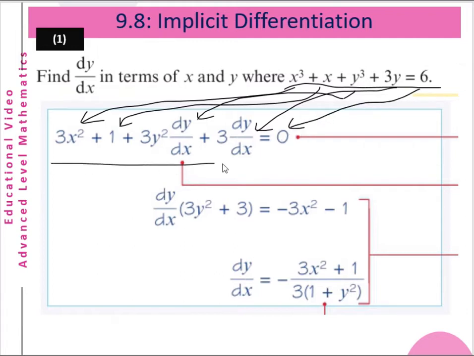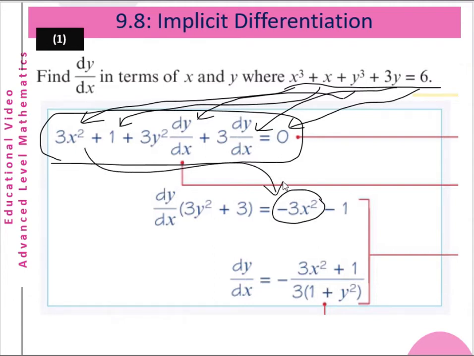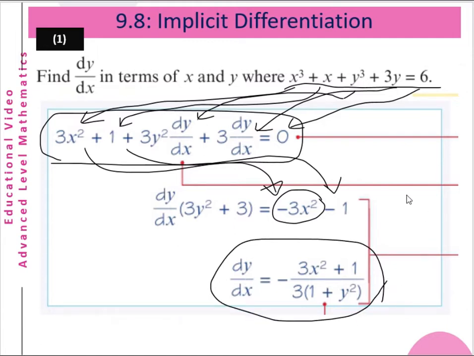So we get the differentiation of it is equal to this. And we take all the terms of dy by dx to the left-hand side. We get dy by dx multiplied by 3y squared plus 3 equal to minus 3x squared, because this 3x squared goes to the right-hand side as minus 3x squared, and the 1 goes to the right-hand side as minus 1. So dy by dx is equal to minus (3x squared plus 1) over 3 multiplied by (1 plus y squared). This is the result we get from the implicit differentiation of the equation above.